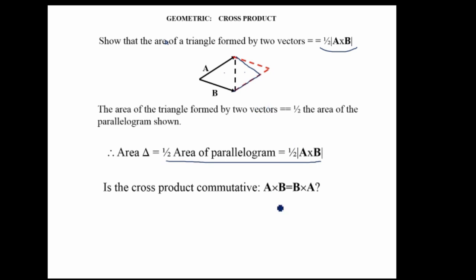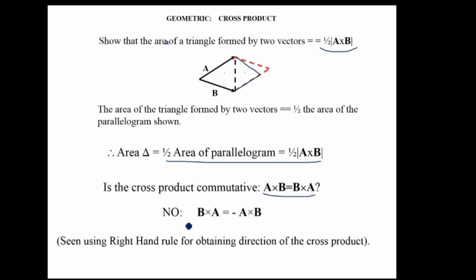So the question next is, is the cross product commutative? The answer will be no, because if you take B cross A and change the order to A cross B, you'll get a minus sign.